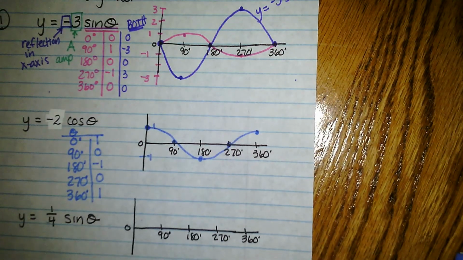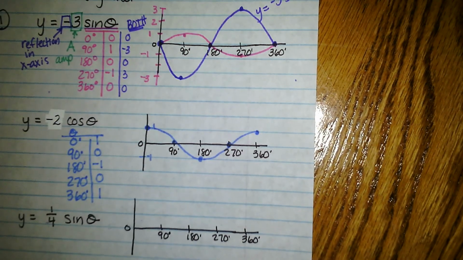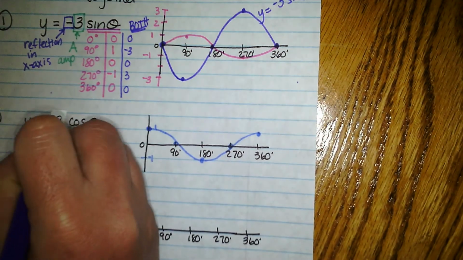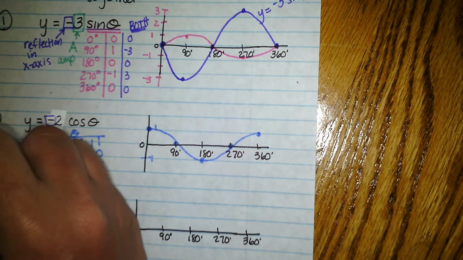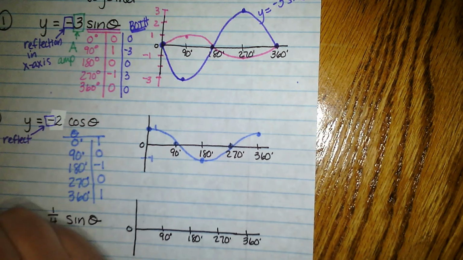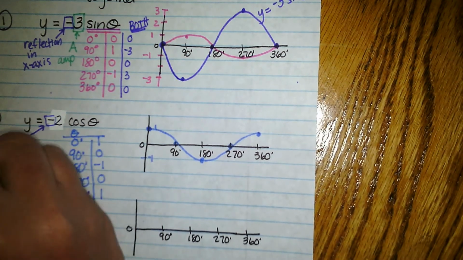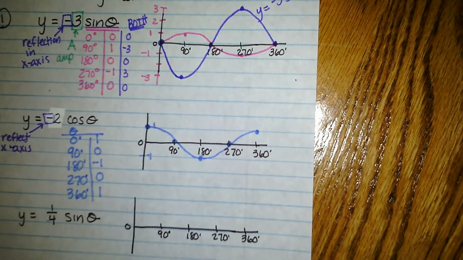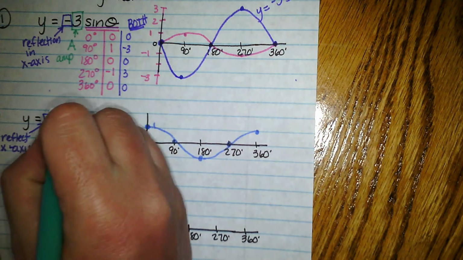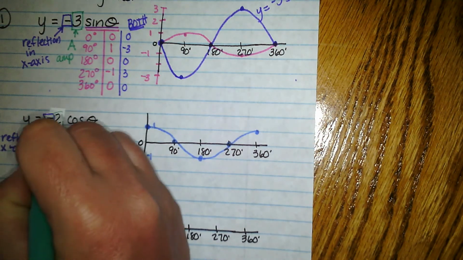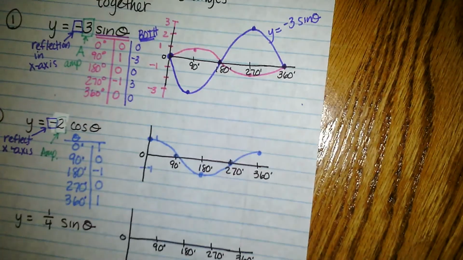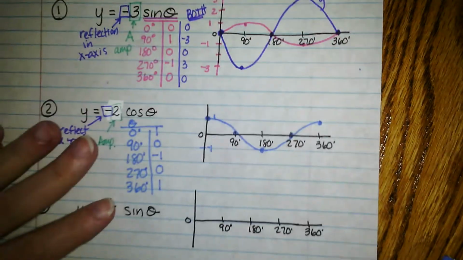And because of this guy, this is what I have. I have a reflection in the x-axis. That negative represents a reflection in the x-axis. And the 2 is the amplitude. 2 is the amplitude. And that tells me that I'm going to stretch twice as high.